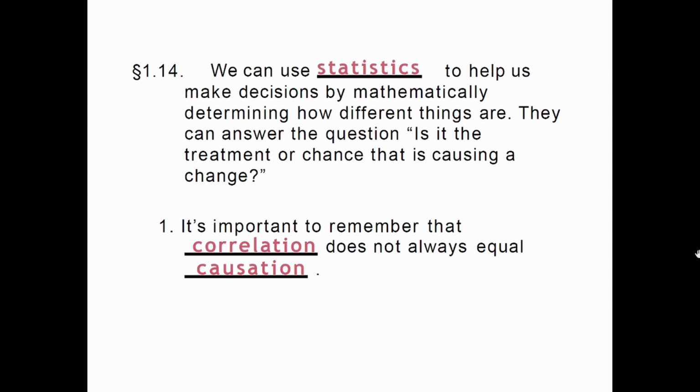Now, it's important to know that correlation does not always equal causation. So a lot of times you'll see a study that says X is correlated with Y. So we know that there's a relationship between the two, but based on the studies that we did and the information we have so far, we can't necessarily make a causation statement. We can't say X causes Y yet.